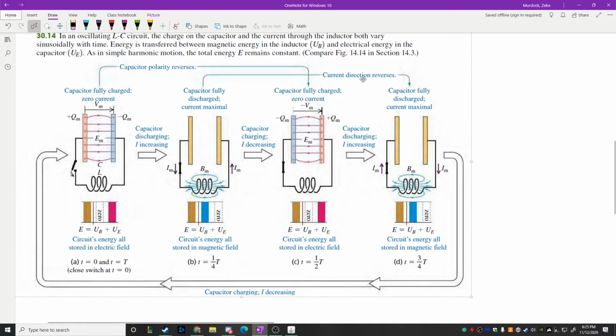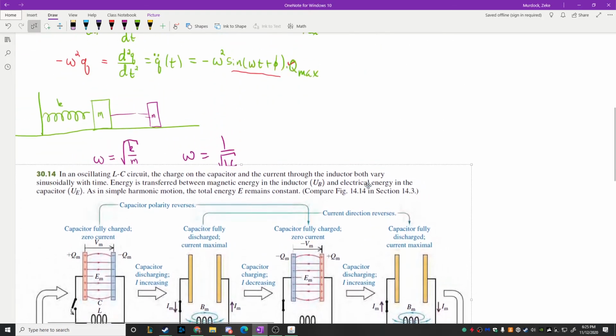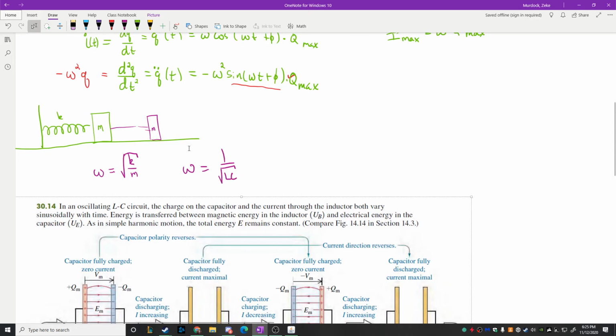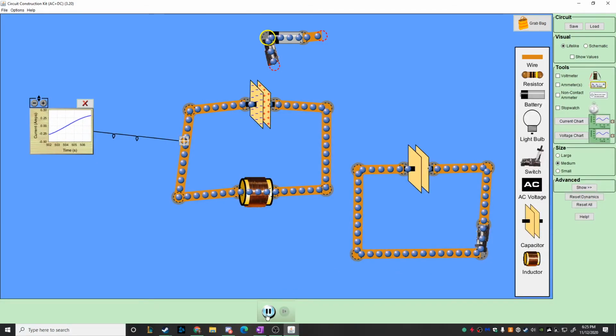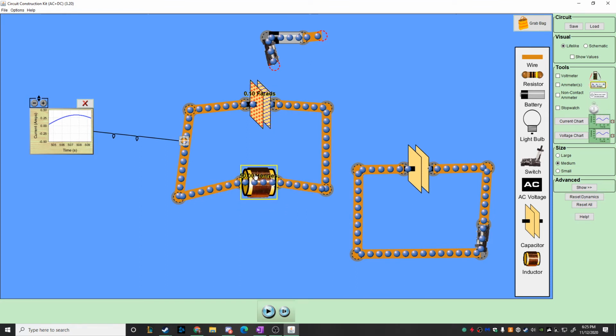So we can kind of investigate the time nature of this if you want to as well, because we said that you get this omega equal to 1 over the square root of LC. So I think what we can do is on this picture right here, we could change the values of these things. So this starts off at 0.1 farads and 50 henries.